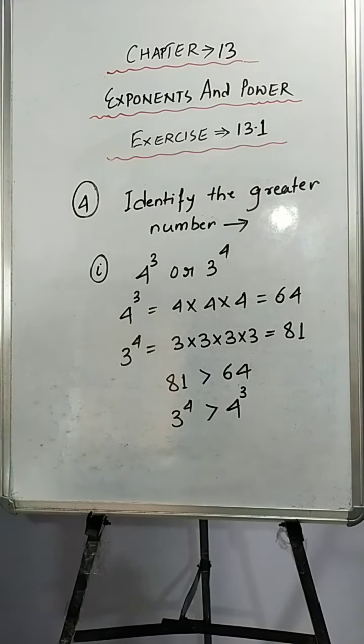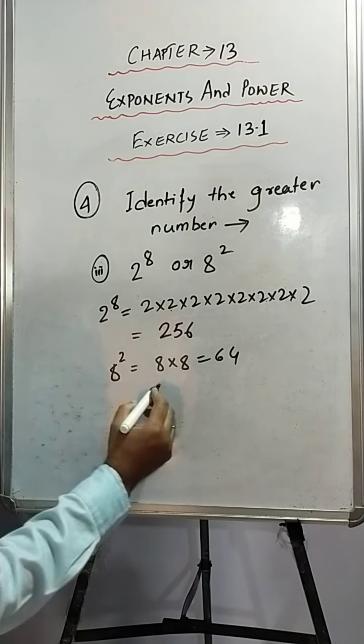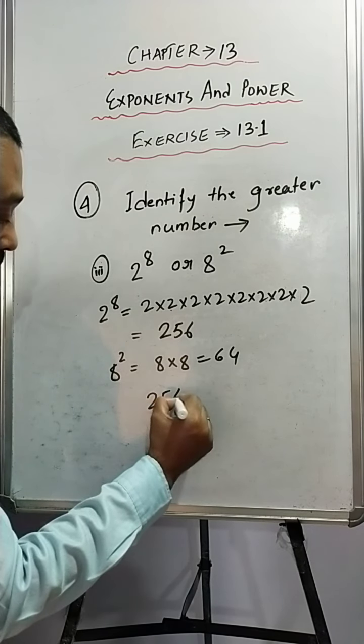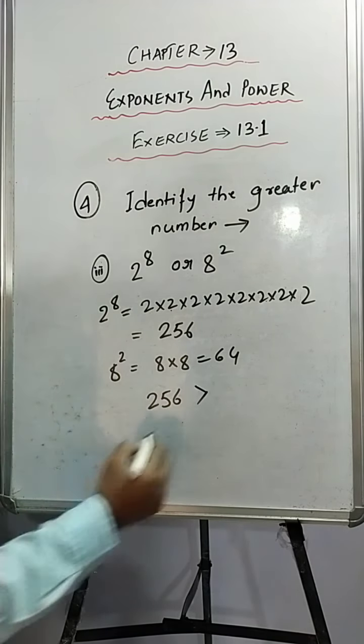Fine. And what about 8 to the power 2? It is 8 into 8, that is 64. So which number is greater? 256 is greater than 64. Now 256 we are getting from which exponential form? 2 to the power 8. So 2 to the power 8 is greater than 8 to the power 2. So this is the solution of sum number 3.